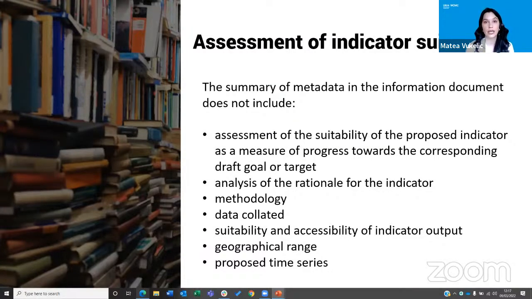It is also important to mention what we haven't considered in this work, and that is the suitability of the proposed indicators in response to corresponding draft goals and targets. Rationale of the indicator: is it a good measure in relation to corresponding draft targets? Methodology. Also specifics around data collection, who needs to gather this data and what the capacity need for it is. Suitability and accessibility of indicator output. Geographical range, for example, if some parts of the world are covered better than others. And also proposed time series. Next slide, please.